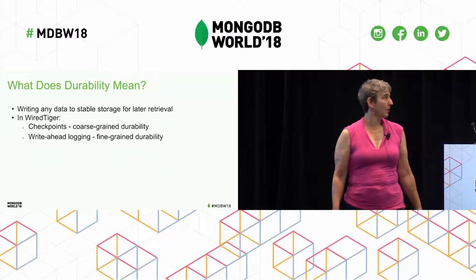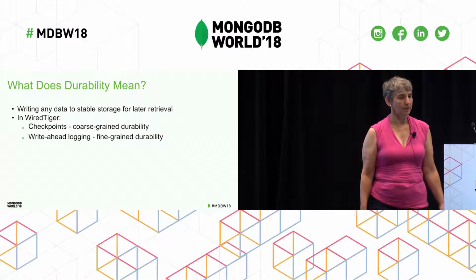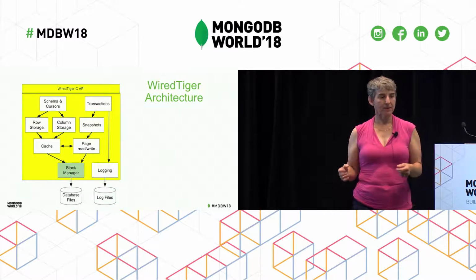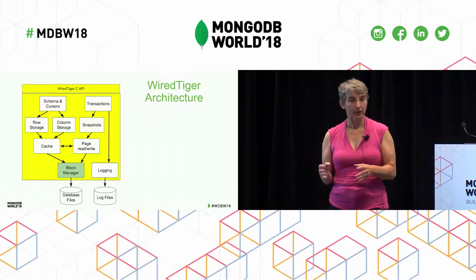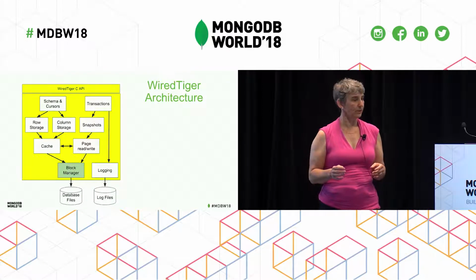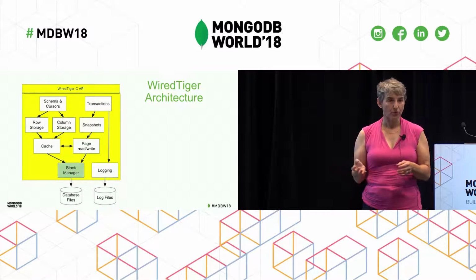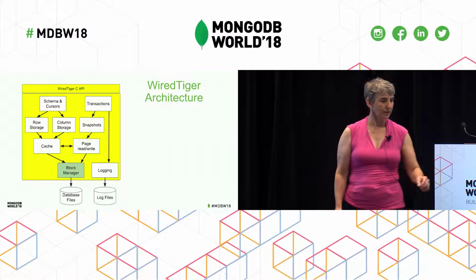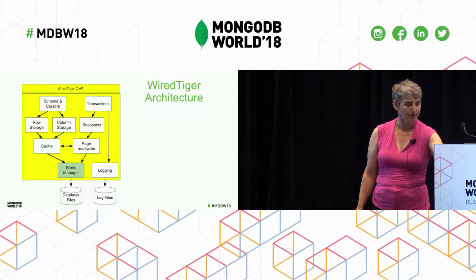So recall our structure of the WiredTiger library. The only path out of the library to your collection tables is through the WiredTiger block manager. And that is the path that coarse-grained durability takes. Let's examine what happens with checkpoints.